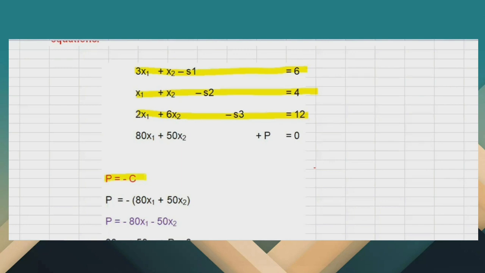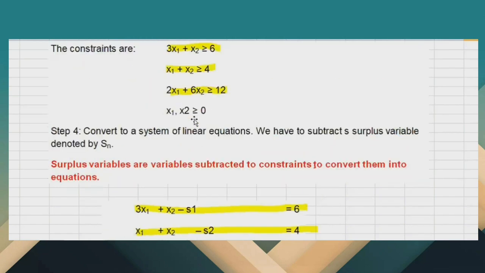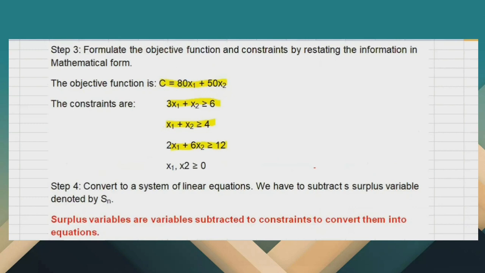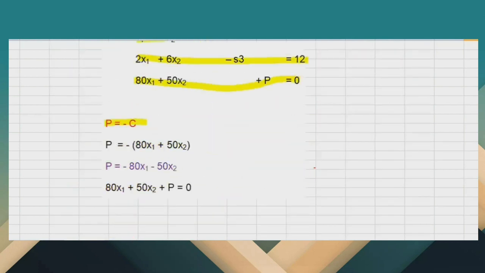So, ibig sabihin, instead na cost ang gagamitin mo dyan, dun sa last row natin, gagamitin natin profit. Ko-convert natin siya sa profit. So, replace C by kung ano yung katumbas ni cost. O, dito tayo sa objective function. Ano ba katumbas ni cost dito? 80x sub 1 plus 50x sub 2. So, sa-substitute mo siya dito.